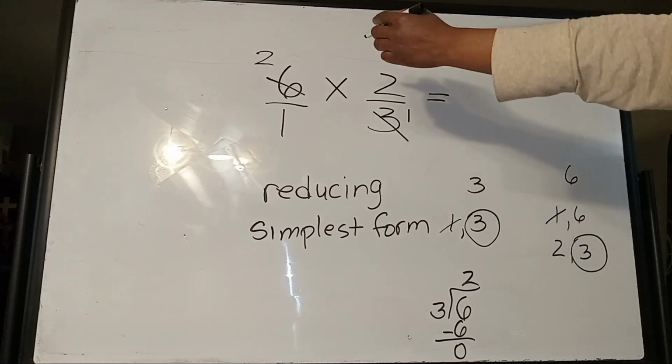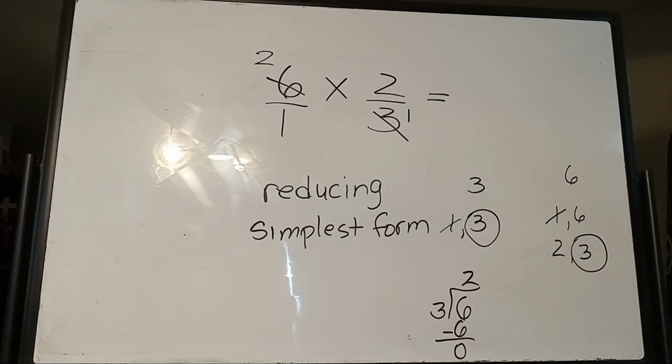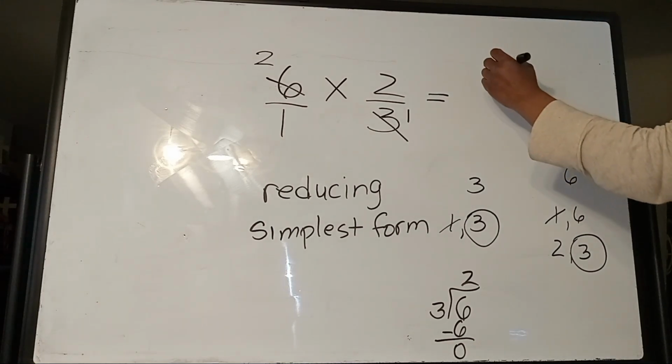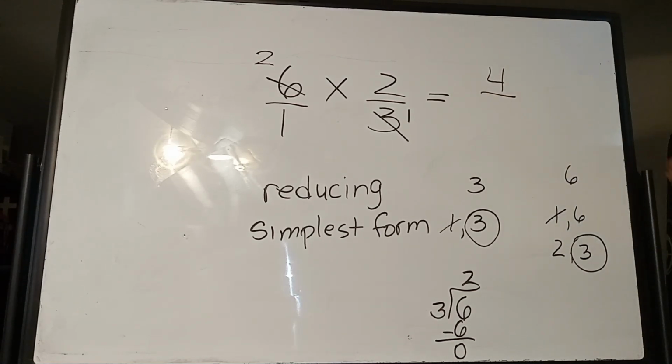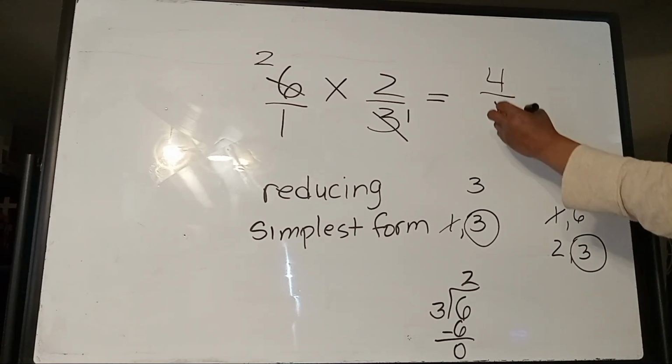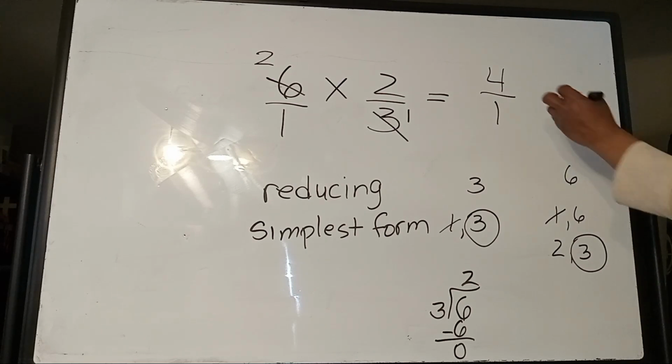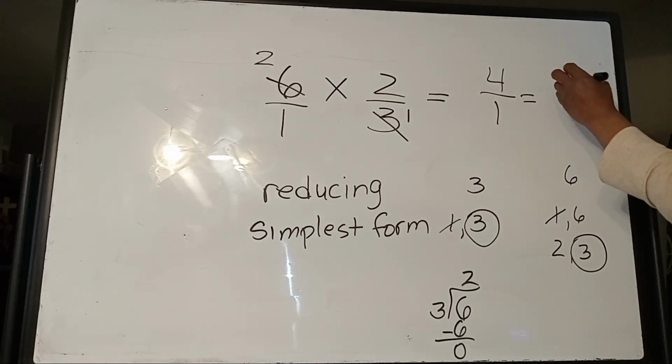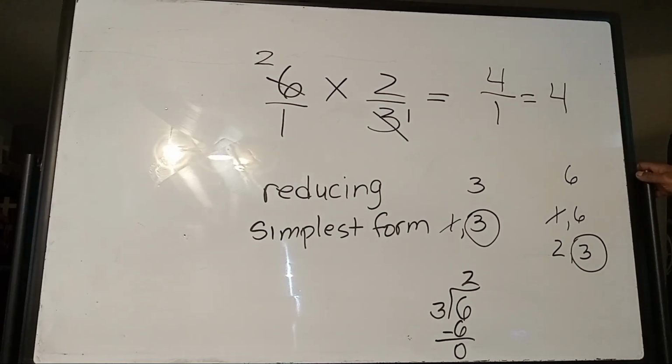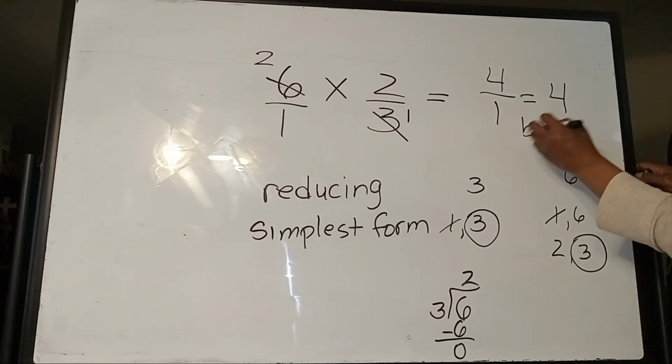So on our top, we have what? What's our multiplication sentence? 2 times 2. And then how much is that? 4. So we get a 4, and on the bottom we get? 1 times 1 equals 1. All right, and any number over 1 equals the number on top, which is just a whole 4. So the answer is 4 baskets.